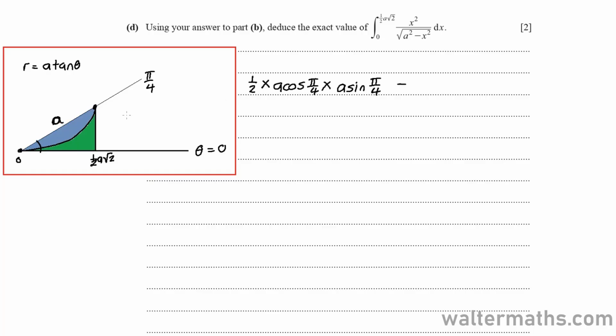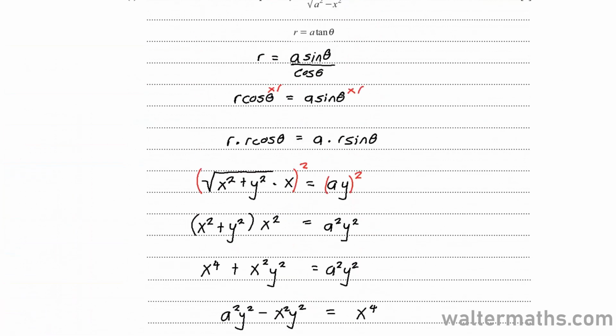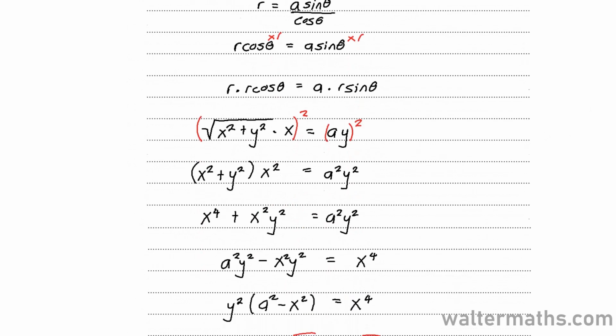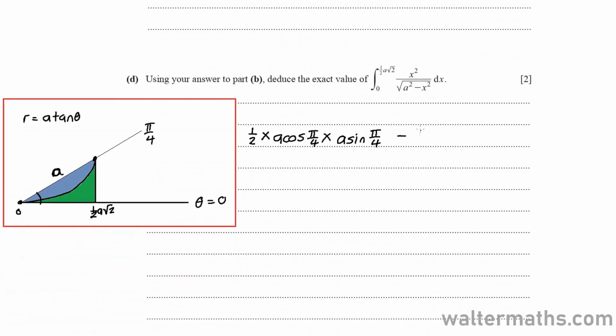And that's minus the area shaded in gray, which is the area bounded by the polar graph. And we got that earlier on in part B as half a² times (1 − π/4). So let's have that. So it's minus half a² times (1 − π/4). So this is what will give us the shaded area in green.